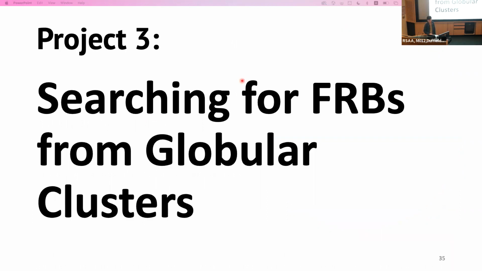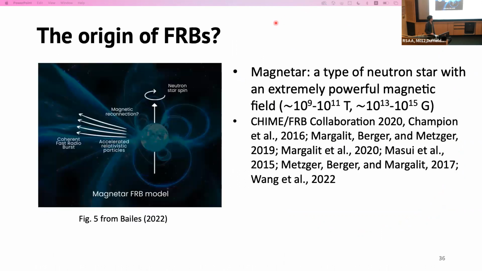Project 3 is about searching for FRBs from globular clusters. On the origin of FRBs, I mentioned there are many models, but one of them is the magnetar. A magnetar is a type of neutron star with an extremely powerful magnetic field. There are many papers saying FRBs come from them, and we actually have one FRB localized to a magnetar in our galaxy. So this is maybe one of the most favorable candidates for FRB origin.